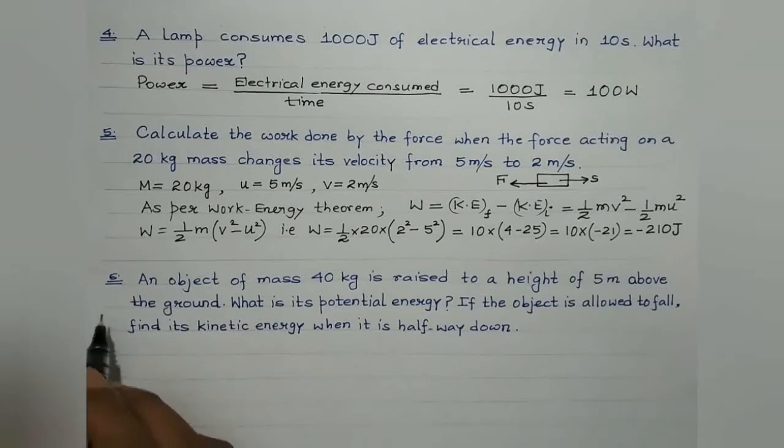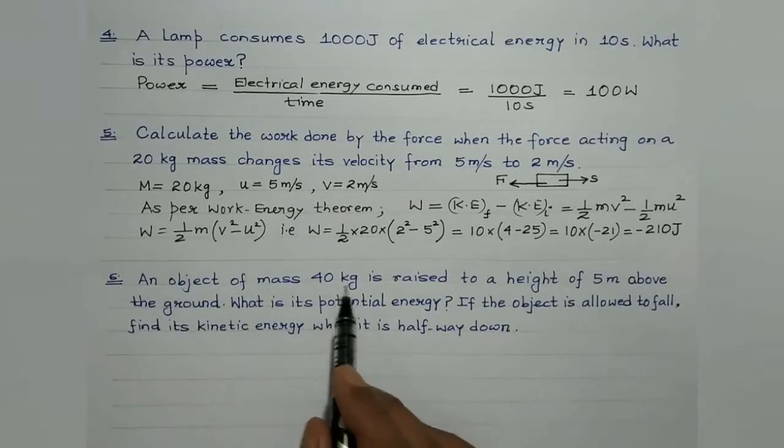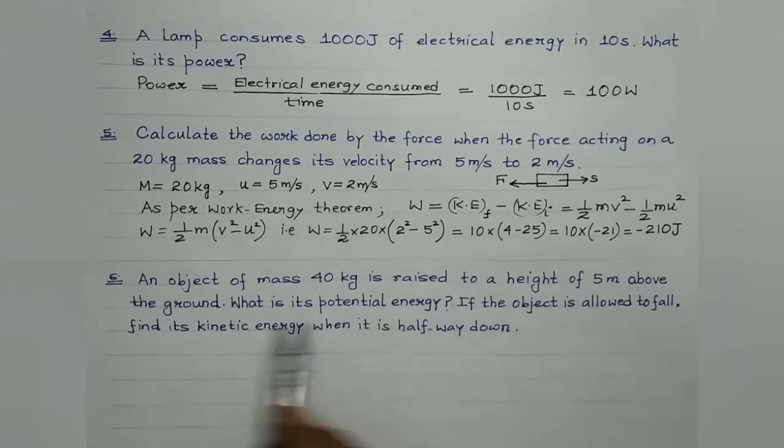Okay, let's proceed with question number 6 then. An object of mass 40 kg is raised to a height of 5 meters above the ground. What is its potential energy?